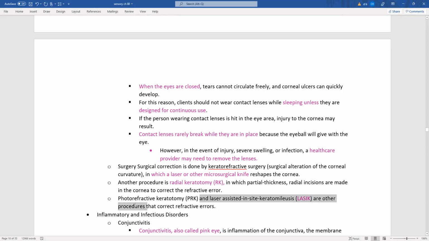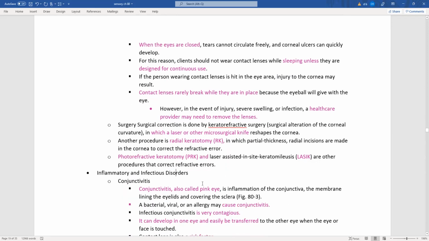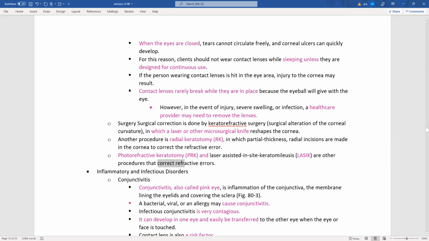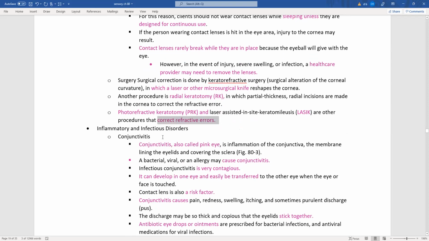Photorefractive keratectomy, PRK, and laser-assisted in situ keratomileusis. That's LASIK, okay? We know about LASIK. Or other procedures that correct refractive errors. Let's talk about these inflammatory and infectious disorders.